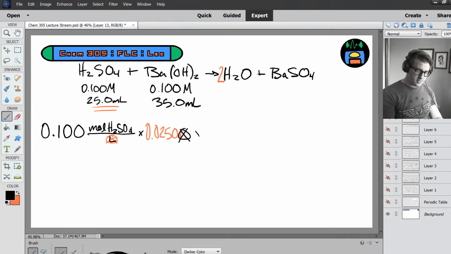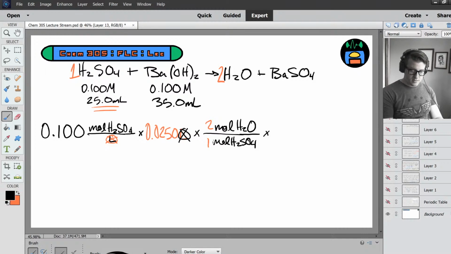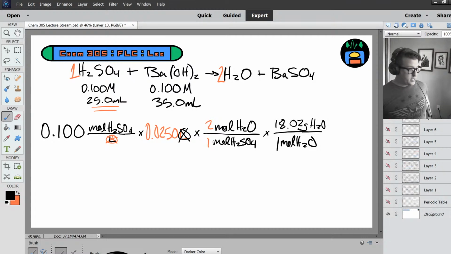All right, next we need to convert from moles of sulfuric acid to moles of H2O. And the ratio here is 1 mole of sulfuric acid produces 2 moles of water. And then finally, we got to convert from moles of water to grams of water. And the molecular weight of water is 18.02 grams of water in 1 mole.